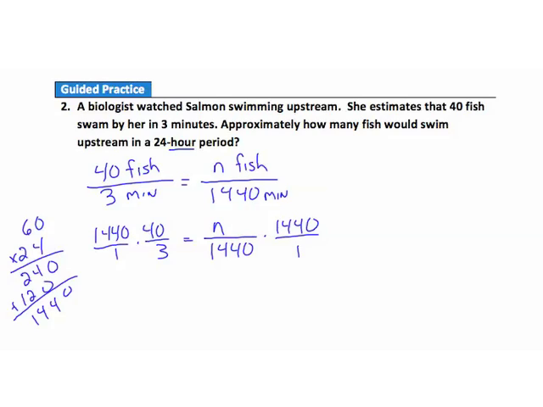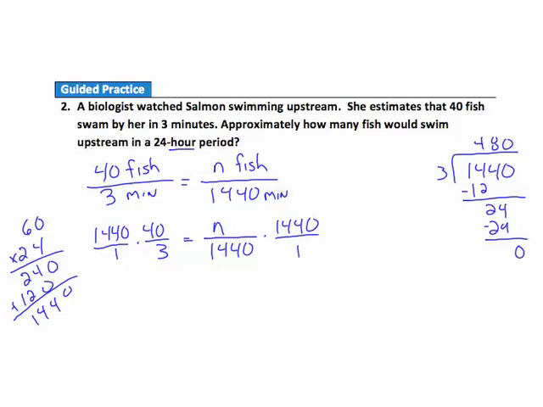So let's come over here on some scratch work. See if 3 will go in there. So it will go into 14 4 times. That's 12. 2, 24. 3 will go into 24 8 times, 24 exactly. Bring down the 0. 3 is going to go into 0 0 times. So it will go in there 480 times exactly.